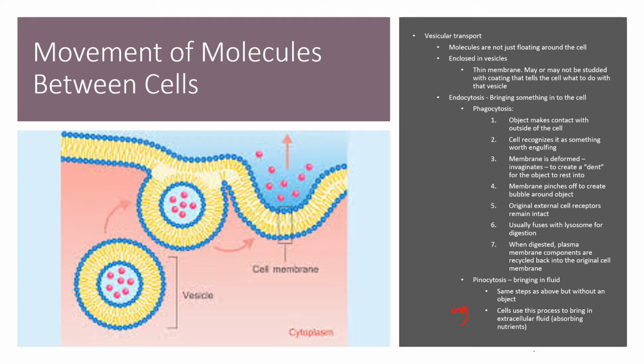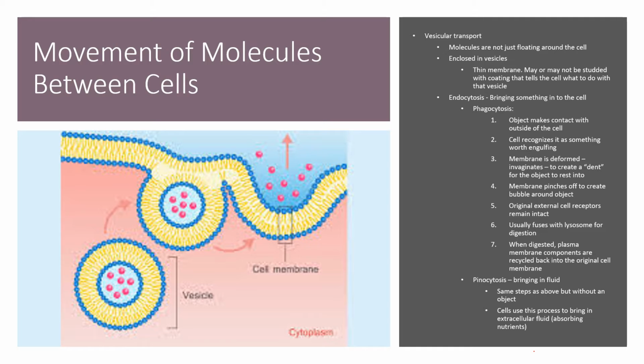Step by step, let's go through how this works. You have some object. Forget about the arrows for a minute because I'm going to use the same drawing for in and out. You have something on the outside of the cell that the cell wants to bring in, or that the cell will be compelled to bring in, as in the case with viruses. This object makes contact with the outside of the cell.